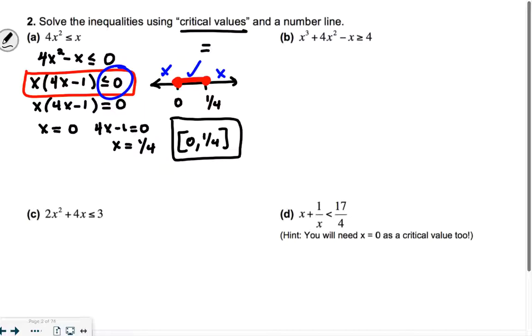I usually prefer interval notation. Some of you might write it like 0 is less than or equal to x, which is less than or equal to 1/4. I feel like that's longer. I like to write it the shortest way possible.